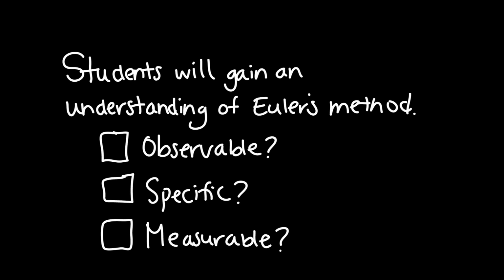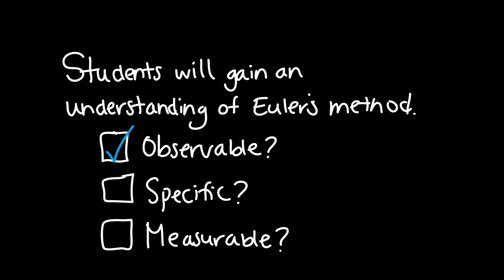This learning objective is observable in that students will realistically be able to meet this learning objective by the end of the course. However, it isn't specific. For example, in what context would the instructor like the students to be able to understand Euler's method? In addition, it isn't measurable. A student can't tell how a gain in understanding will be assessed. And as a result, we recommend that you do not use the verb understand when writing learning objectives.